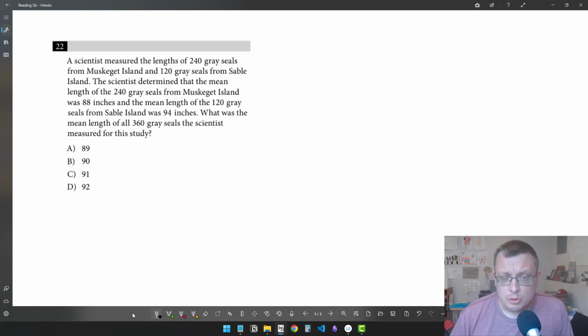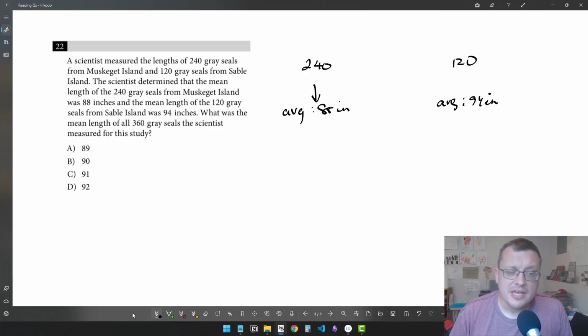So we have these two groups of seals. We got 240 seals from one island and 120 from the other. We know the average, or the mean length, of the 240 seals was 88 inches, and the average for the other group was 94 inches. And so we want to put these two groups together and find the overall average for that combined group.